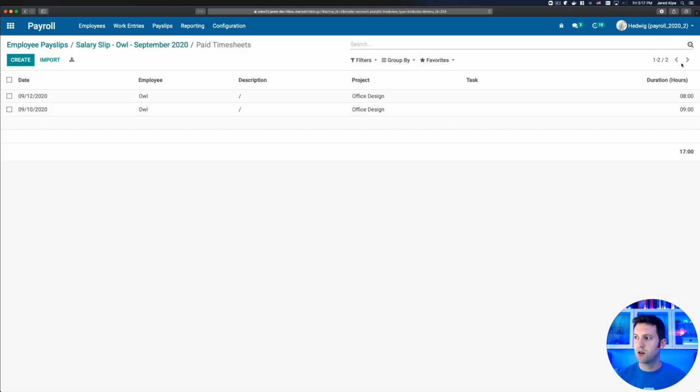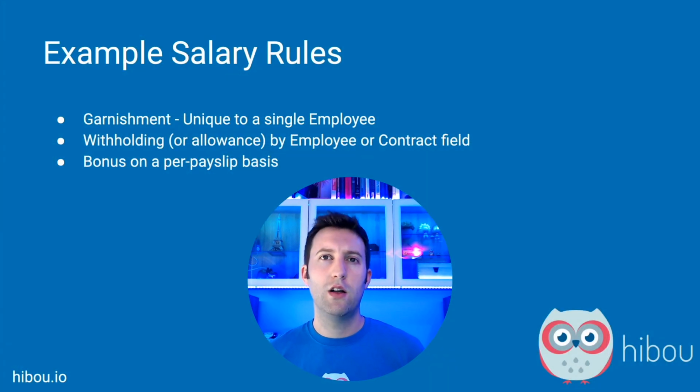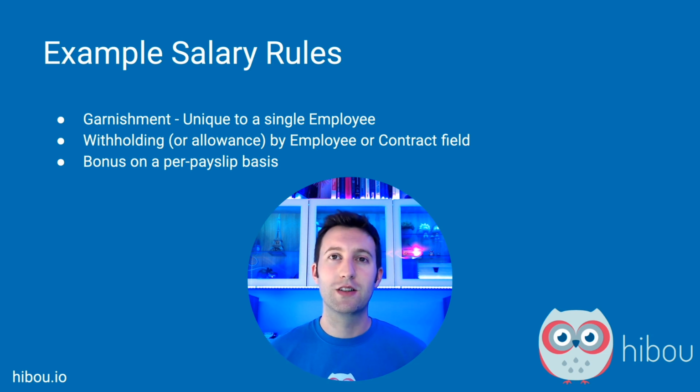Look at this, we can just jump right on over here to see those timesheets that were on that particular payslip. Overtime, 401k, all of these things. What's next? Maybe Canadian payroll localization, could be in the works. Definitely remitting to the US bodies and stuff is also in the works.